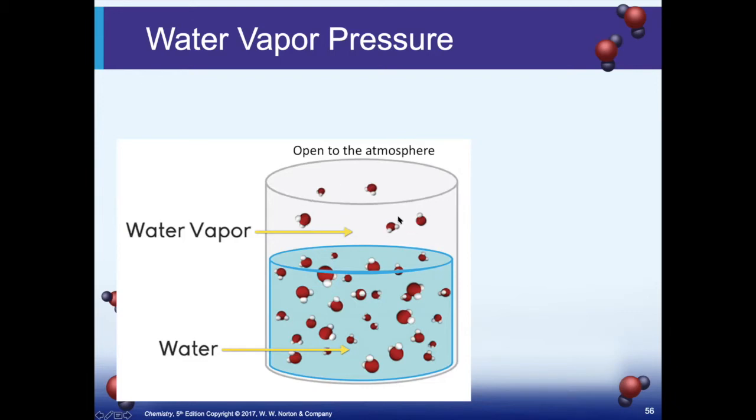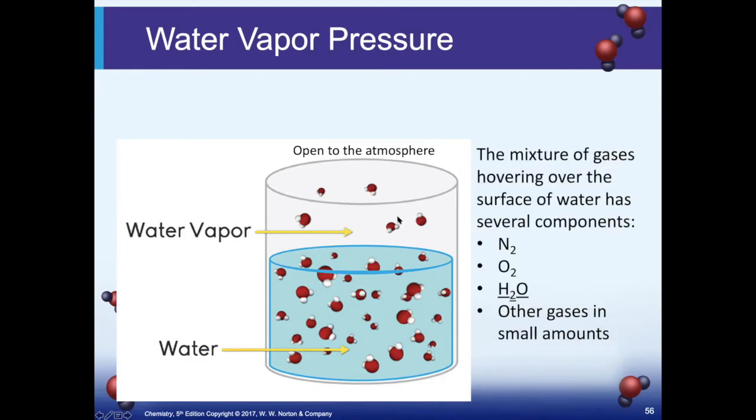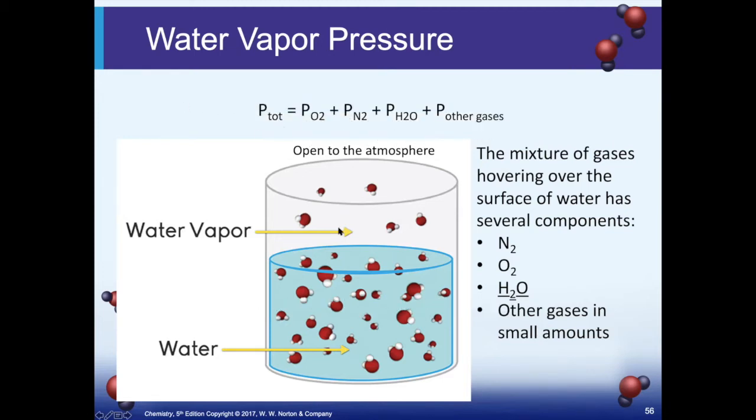So if it's open to the atmosphere, then what you have right here hovering over the surface of that water is a mixture of gases. So you've got nitrogen there from the atmosphere, you've got oxygen there from the atmosphere, and you've got the water there that's from just the natural evaporation of water off the surface. And then, of course, there's other gases that are there in trace amounts. And so if you wanted to apply Dalton's law of partial pressures, then you could say that the total pressure right there hovering over the surface of that water would be the partial pressure of the oxygen plus the partial pressure of the nitrogen plus what we call the vapor pressure. That's a special term for it, vapor pressure, and then just the partial pressure of those other trace gases if you want to include those.